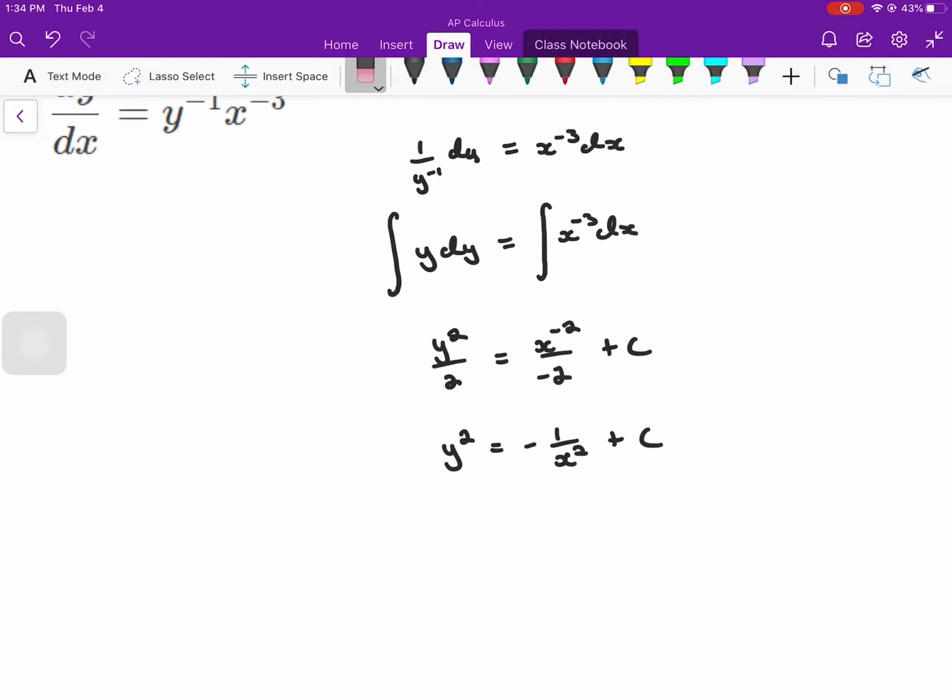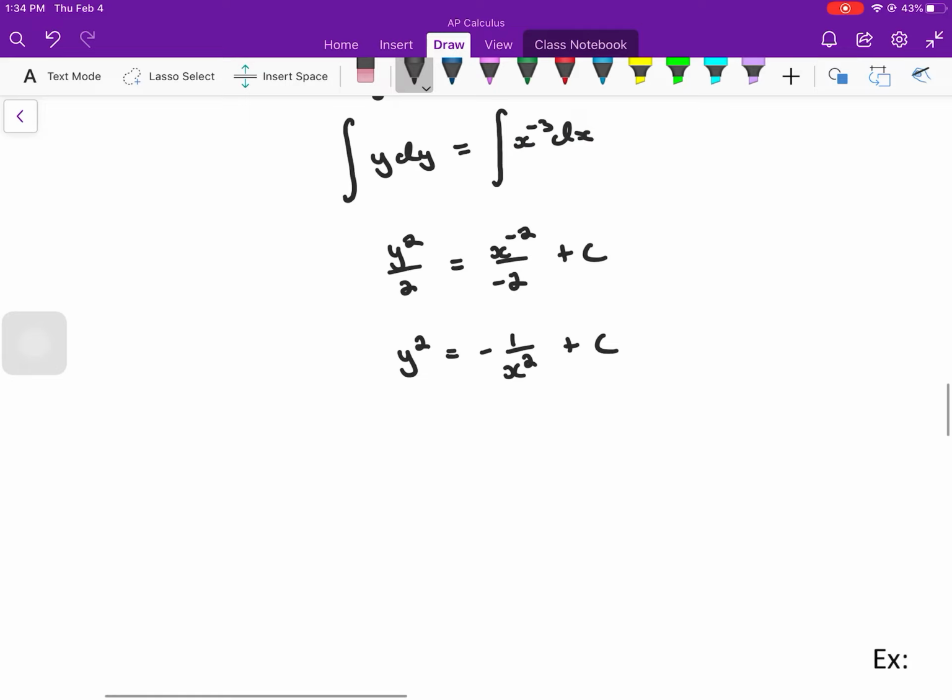So let's stop and talk about this for a little bit. What happened here? If I could draw my x. So what happened here is I multiplied the 2. So the 2 and the 2 canceled there. Then 2 times c is just c. C is just some random constant. We don't know what it is.